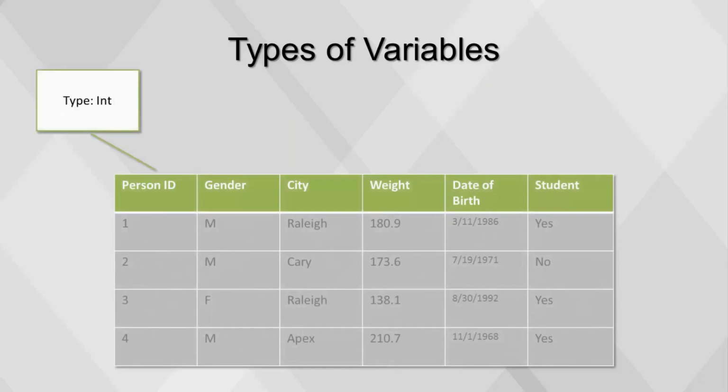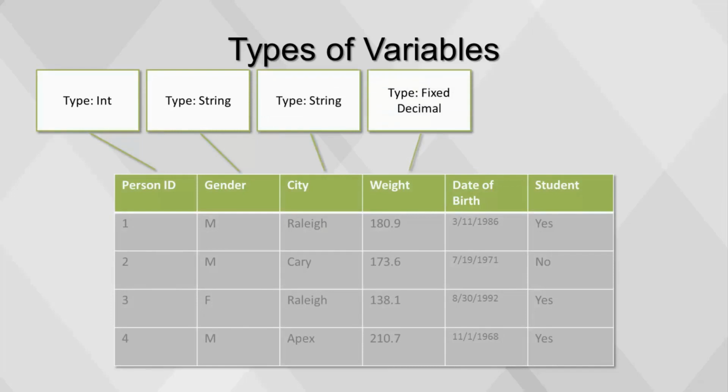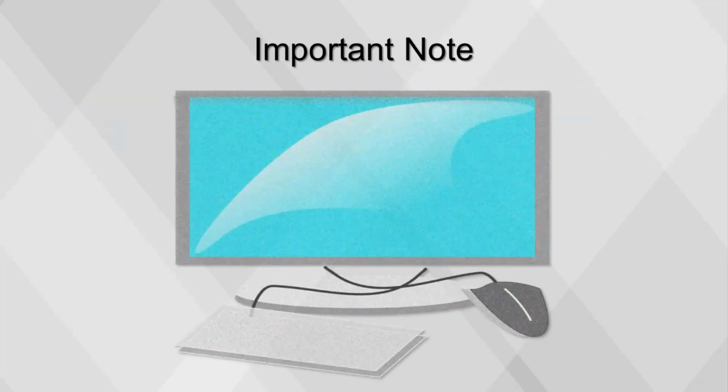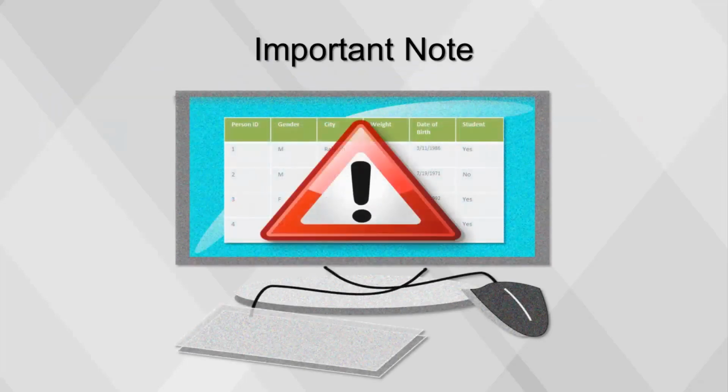Here are the variable types for our table. Person ID is a discrete numeric variable. Gender and city are string variables. Weight is a fixed decimal variable. Date of birth is a date, and student is Boolean. Software packages can automatically assign fields with data types, and sometimes these can be assigned incorrectly. Examination of these data types is necessary to ensure proper utilization further downstream.